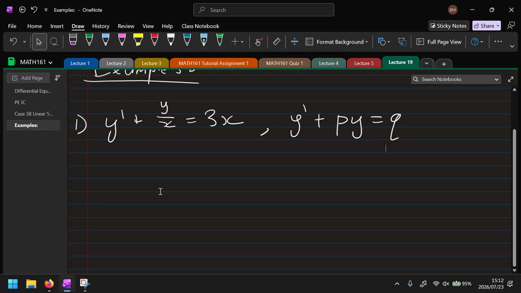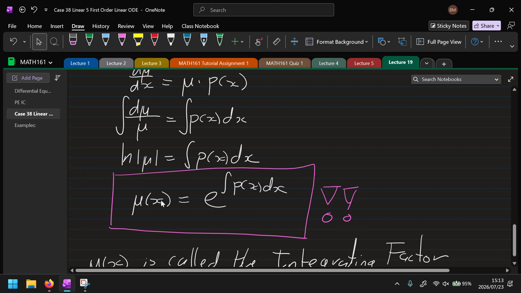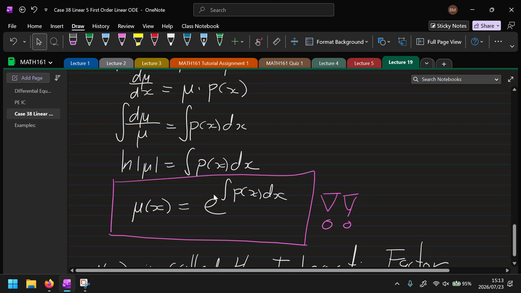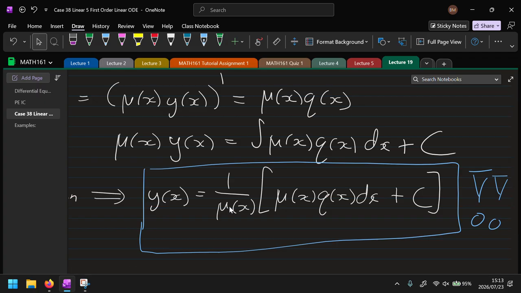Okay, so let's go through the steps. Step number 1 is to find that integrating factor. So we go back over here. So we find this integrating factor mu. That's step 1. And then step 2, we substitute it over here inside this integral and over here outside. And then we just do that integral of mu times q, and then we're done. Okay, 2 steps and we're done.